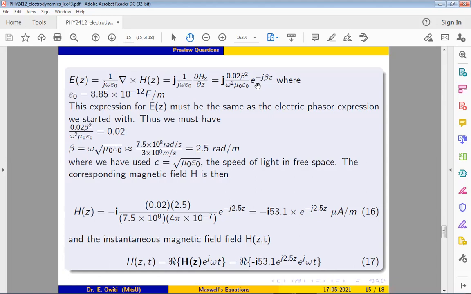So finally, the instantaneous magnetic field H(z,t) is equal to, that R is for the real component, the real component of H(z) times e to the power j omega t, which should be equal to the real component, which is minus j 53.1, yes, 53.1 e to the power j 2.5z times e to the power j omega t.